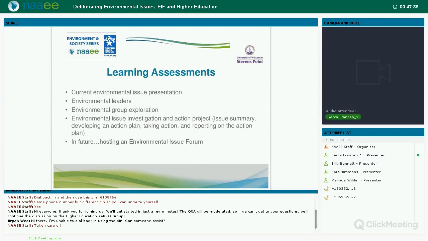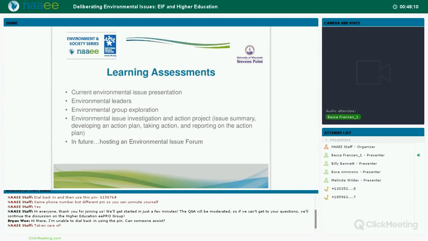We also have an environmental leaders assignment where students are required to select a community sustainability leader and interview them, and then reflect on that and compare and contrast them with a nationally known leader as well. Environmental group exploration, where students are researching different kinds of environmental groups and sharing on those, like the Natural Resources Foundation or Greenpeace.